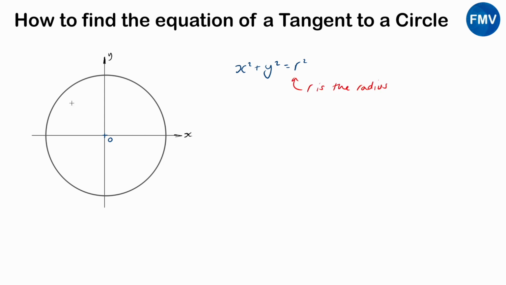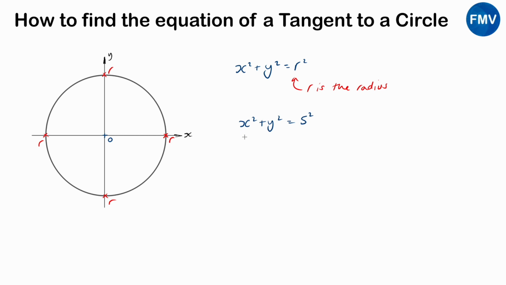So looking at this circle over here, the radius is just the distance from the origin to the circumference. At this point here, we have got r, obviously going around the circumference, r all the way around. At every point we have got r.